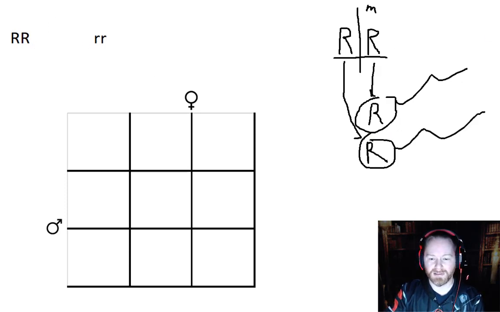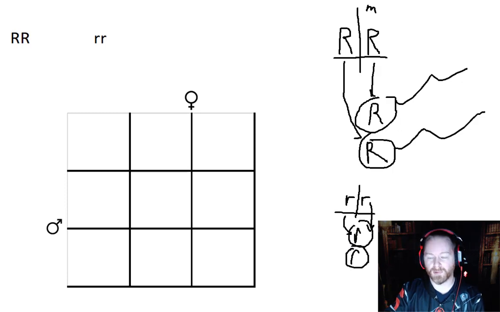Let's look at the other parent, right? We had little r. Underline the trait, draw a line in between that represents meiosis. What can this parent give? Well, from this side it can give a little r, and from this side it can give a little r. So that would become a sperm or an egg, and that would become a separate sperm or egg.